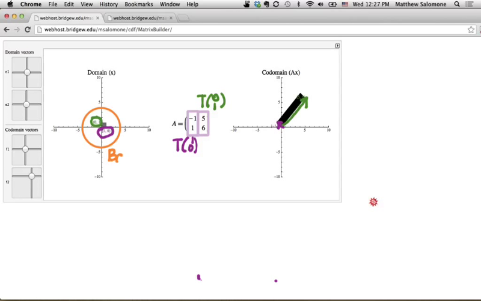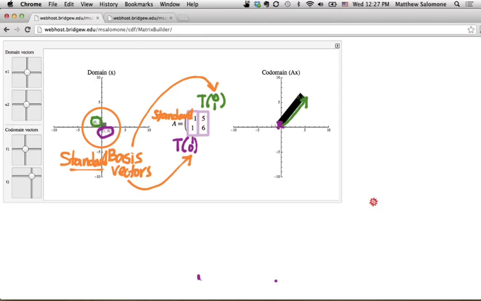So those basis vectors told us what to use in building this matrix. And because those basis vectors are what we call the standard basis vectors, this matrix is what we call the standard matrix. And so 1, 0 and 0, 1 are friendly standard basis vectors for the xy plane.